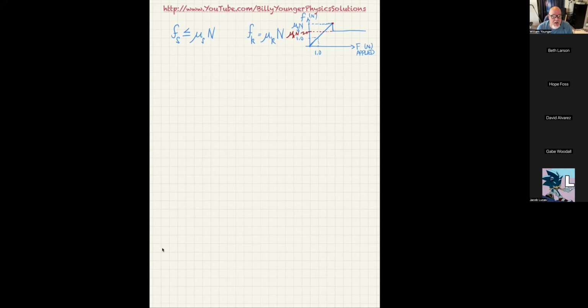Rubber on dry concrete, in that case, they're essentially the same, 0.8 in both cases. That's sort of the aberrant behavior. In general, and I'm going to write this here, mu static is greater than mu kinetic. And that's a big philosophical and physics concept.